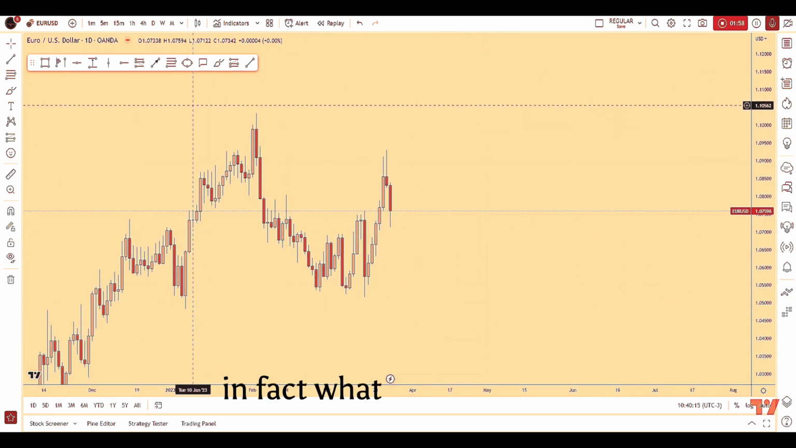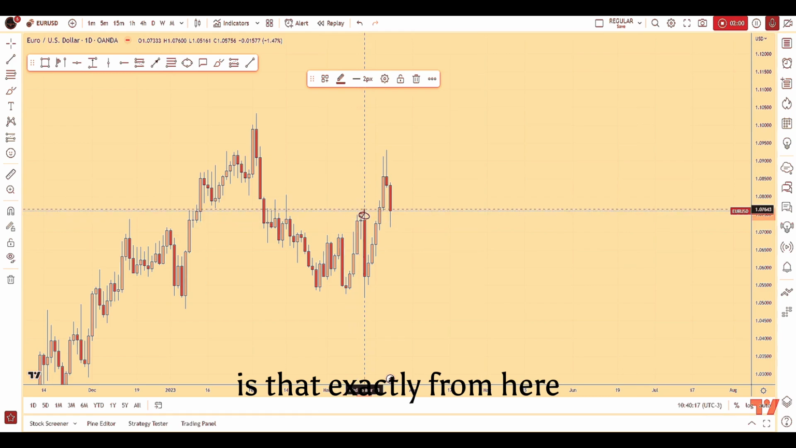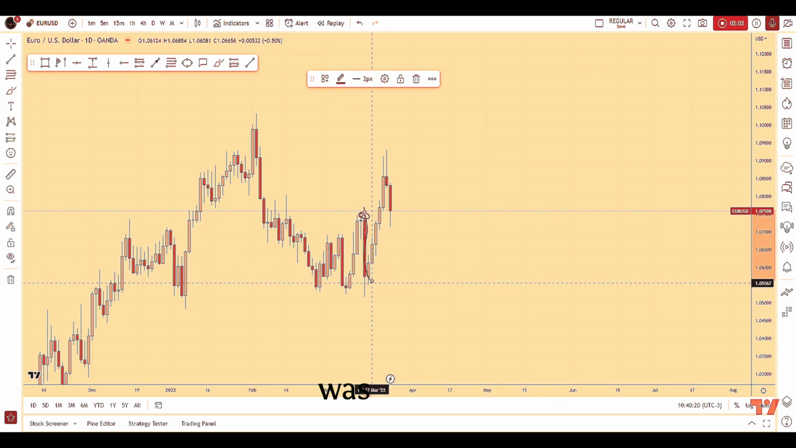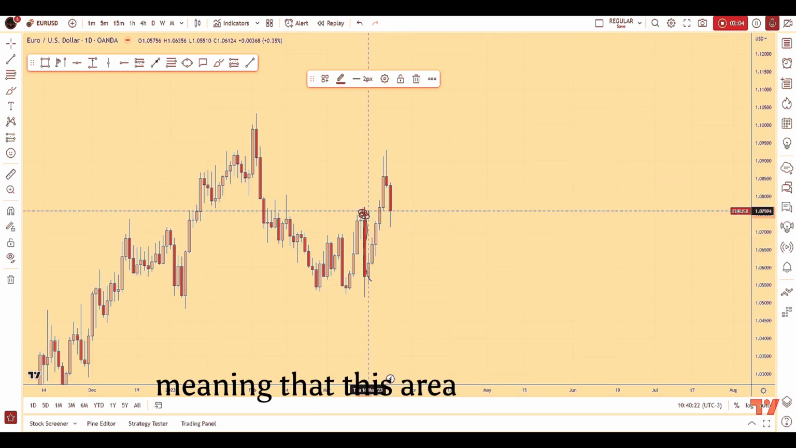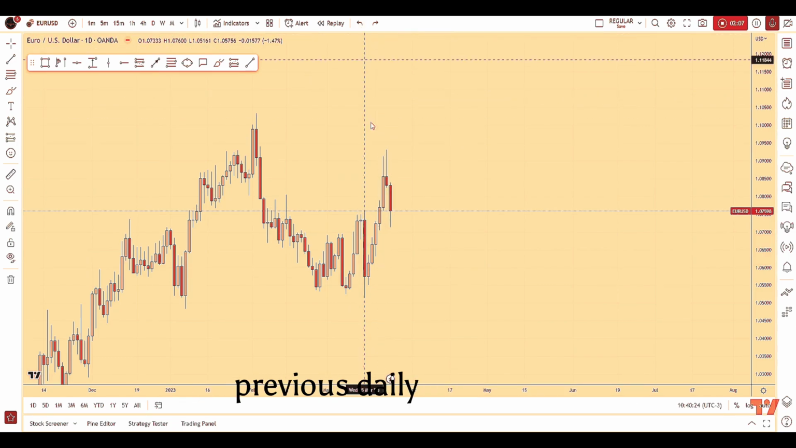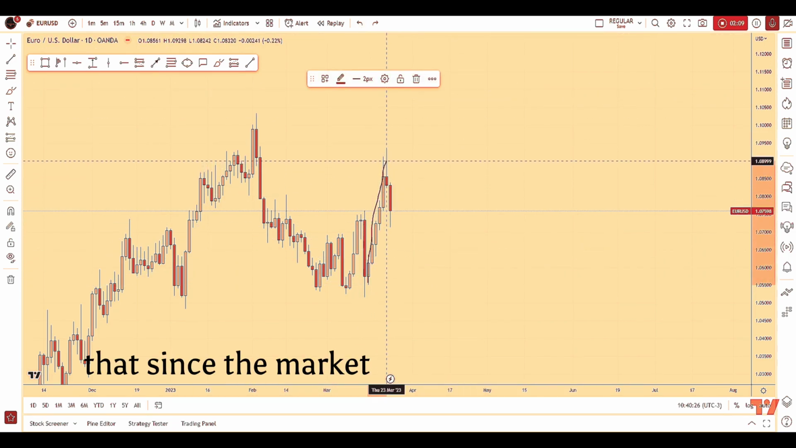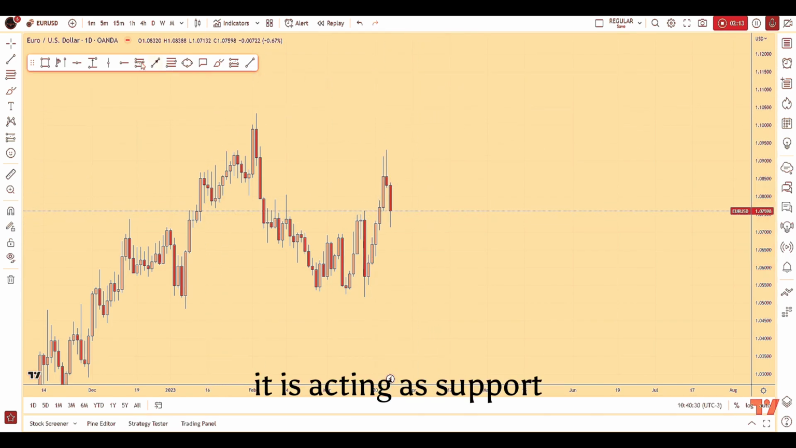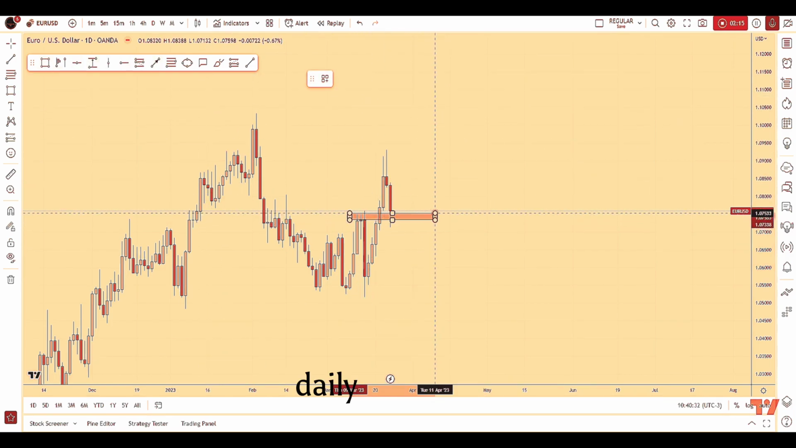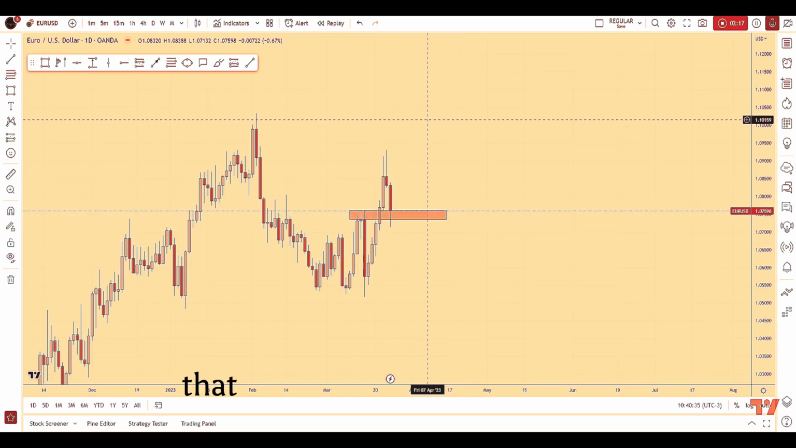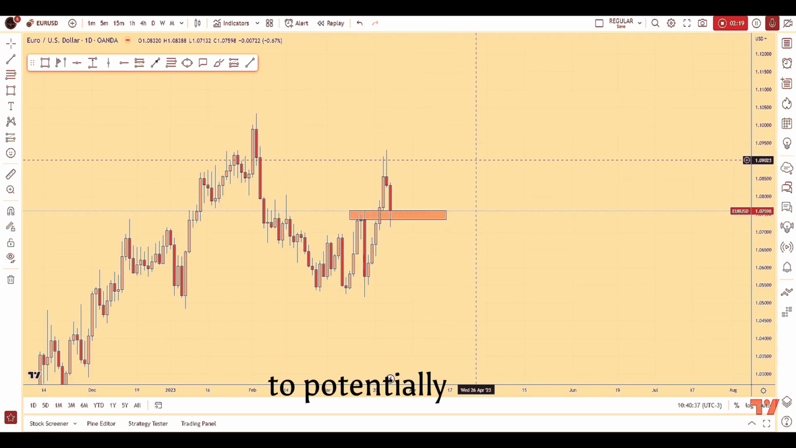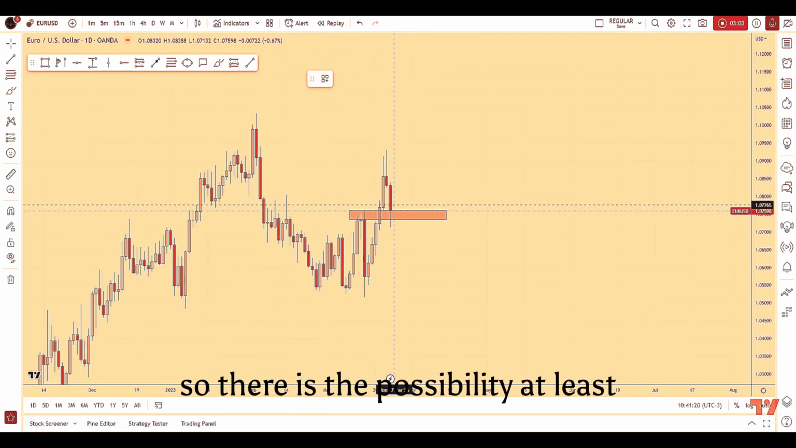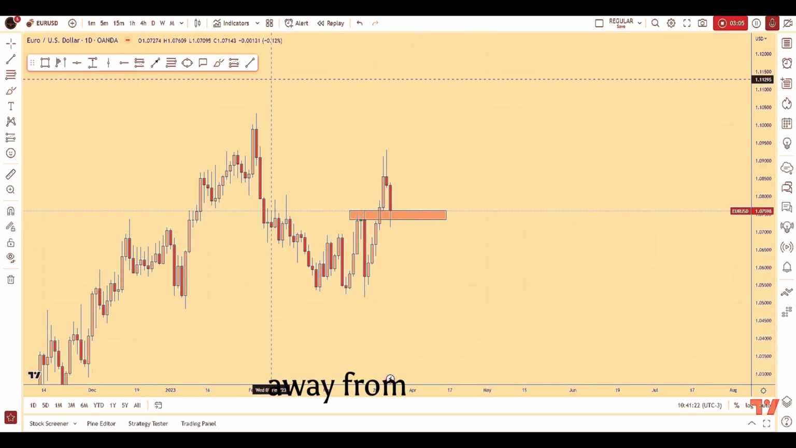In fact, what we can notice is that exactly from here, this massive rejection to the downside was created, meaning that this area is very strong previous daily resistance that, since the market has now broken it to the upside and is currently retesting it, is acting as support. So we have previous daily resistance turned support here that we could expect the market to potentially reject. So there is the possibility, at least, for a potential rejection away from the zone.